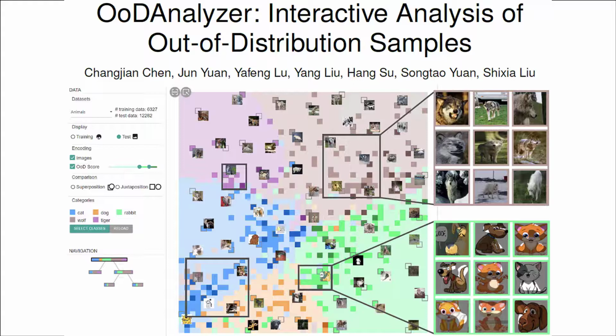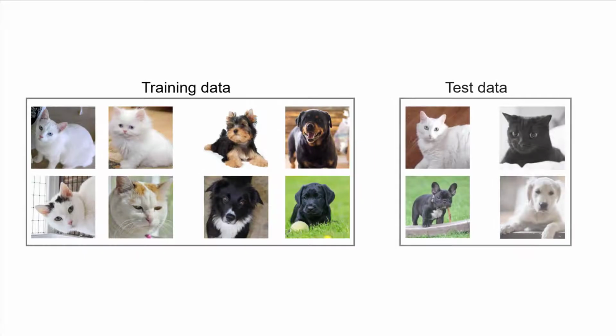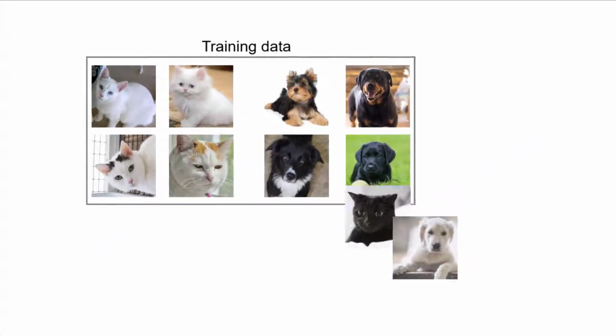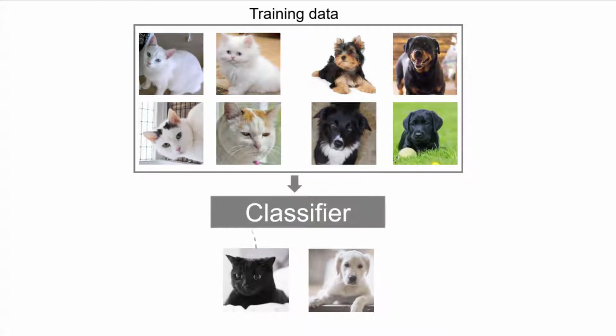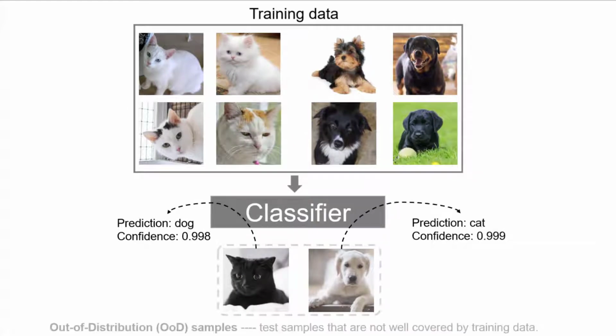In this video, we demonstrate OoDAnalyzer. In the example, the training set is biased in color by only having white cats and black dogs. The classifier predicts the black cat to be a dog and the white dog to be a cat. These samples that are not well covered by the training set are called out-of-distribution samples.